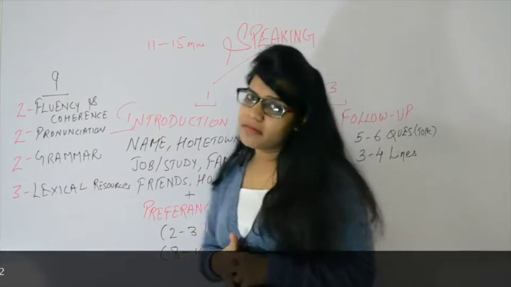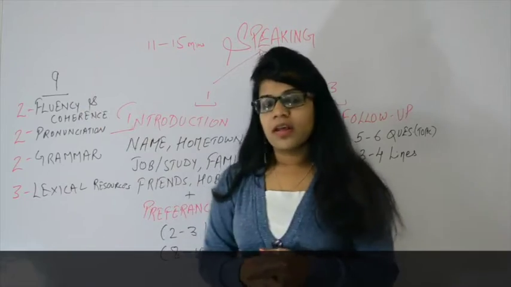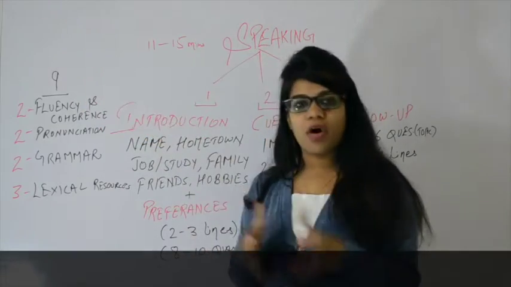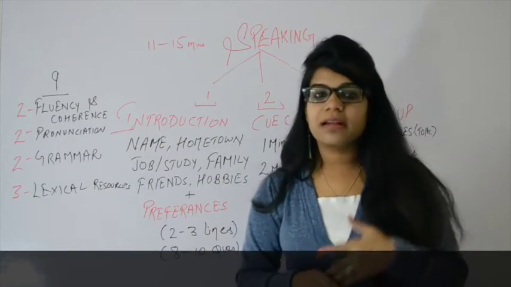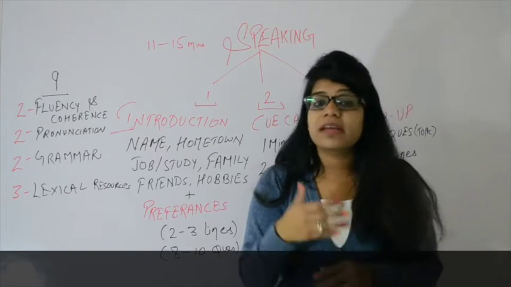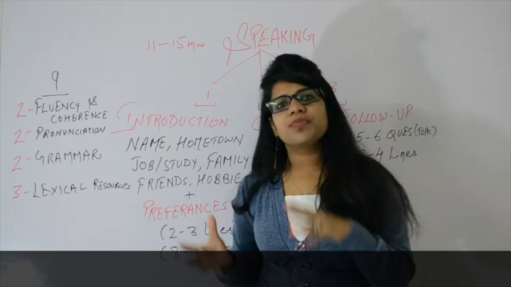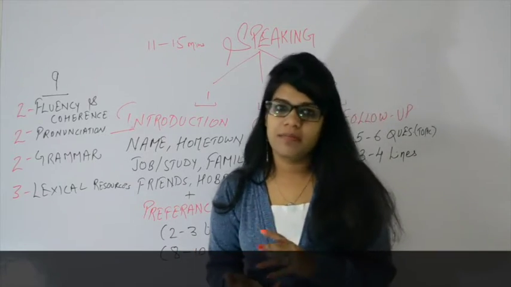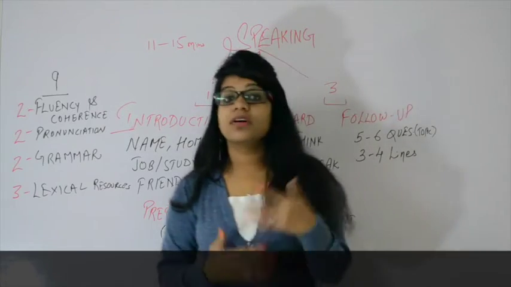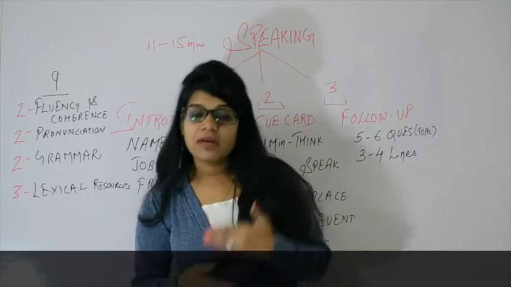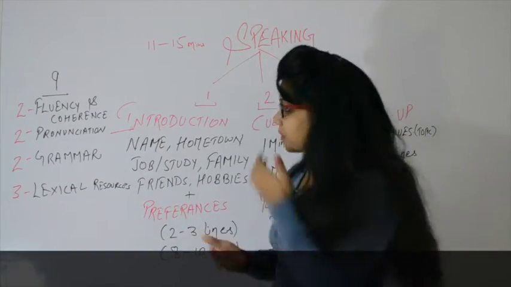Talking about the marking scheme, it is of 9 bands. You get 2 marks for your fluency and coherence. Fluency means that there are no fillers and you are not taking any long pauses. And coherence means each and everything should be interrelated and should be connected by using connectors: however, moreover, apart from this, talking about this, and so on.